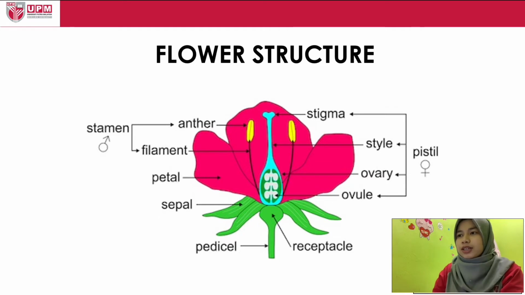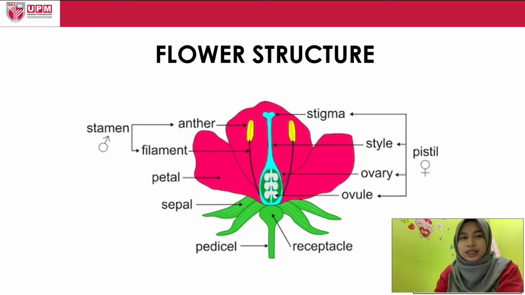Moving on to the female portions of the flower, which is known as the pistil or carpel. It consists of four parts: stigma, style, ovary, and also ovule. So the style is a slender stalk that supports the stigma. The stigma is an enlarged sticky knob.